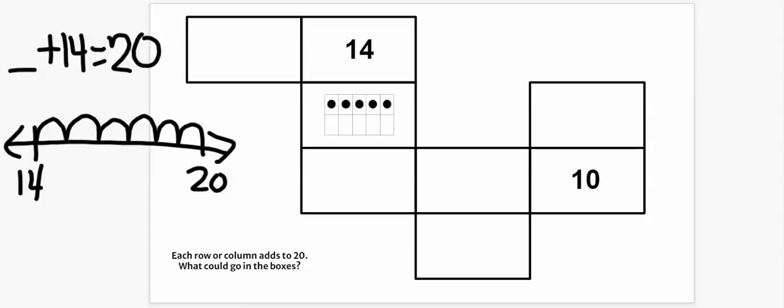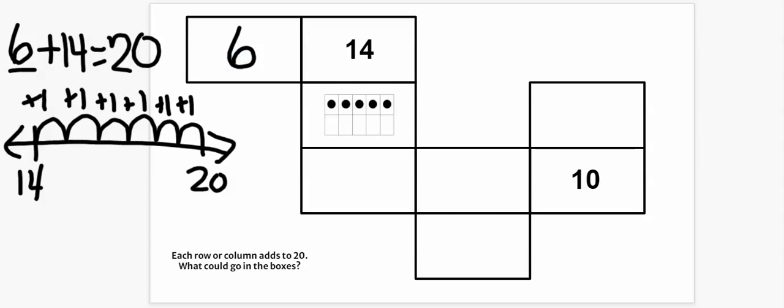How many did I add up? 1 each time, right? How many times? That's right, 6 times. So 6 plus 14 equals 20. So I know a 6 goes there. So let's look at this one. This box here is missing right here.